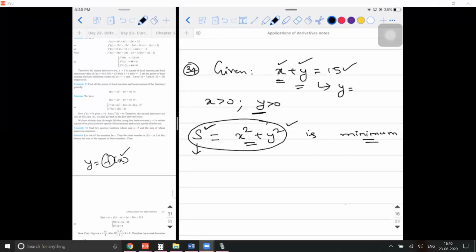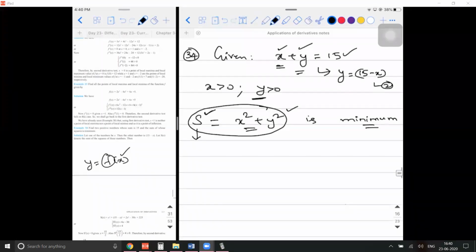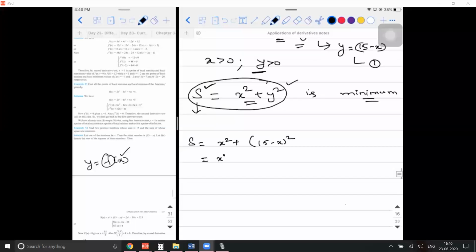Then y is equal to, I can take it as 15 minus x. Can I take it like this? If I take y is equal to 15 minus x and substitute it, s will be equal to x square plus 15 minus x the whole square. So what will I get? x square plus 225 plus x square minus 30x. This is s. Can I say that s is a function of x now? So 2x square minus 30x plus 225.